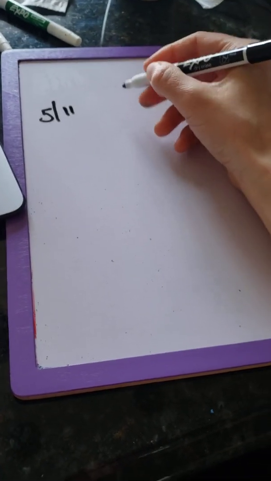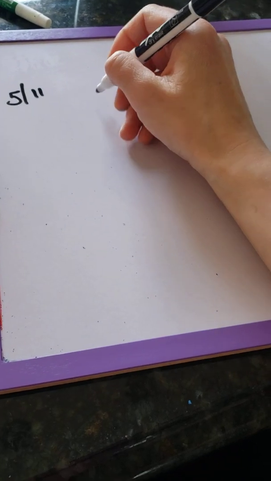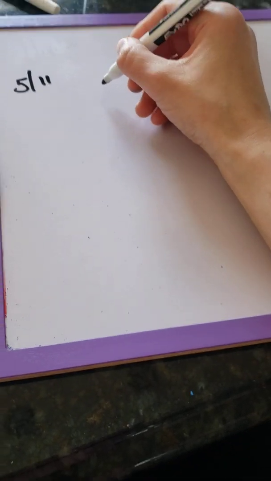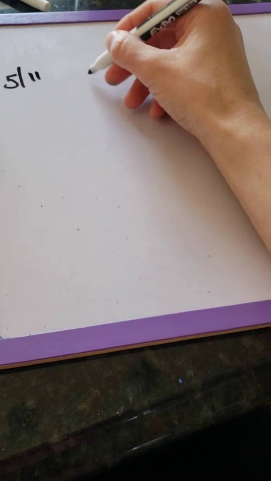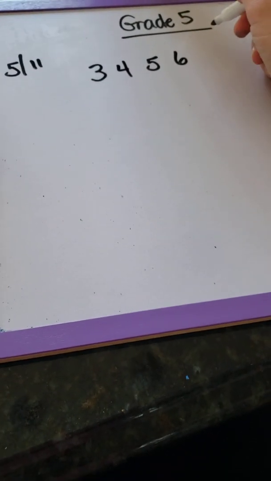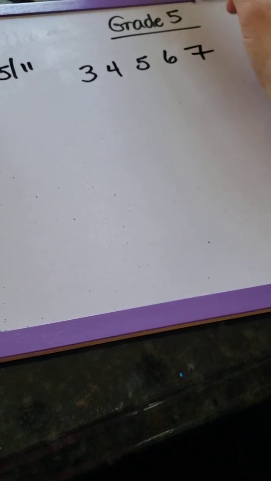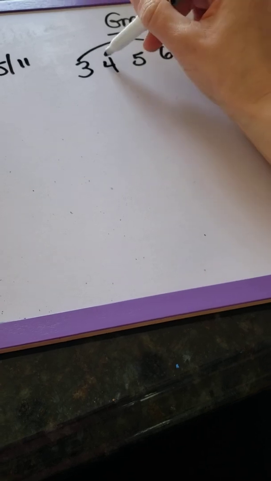On 511, the question says, if Q is a whole number between 3 and 6, and is also between 4 and 7, then Q must be blank. So here we go. Between 3 and 6, I'd have 3, 4, 5, 6. And between 4 and 7, 4, 5, 6, and 7. What number is in both sets?